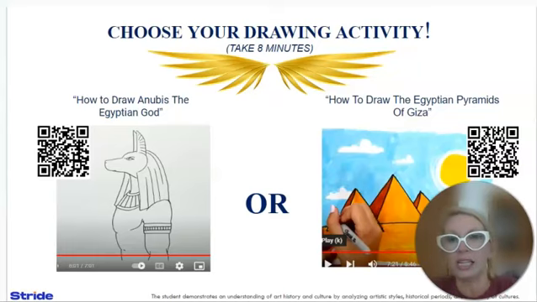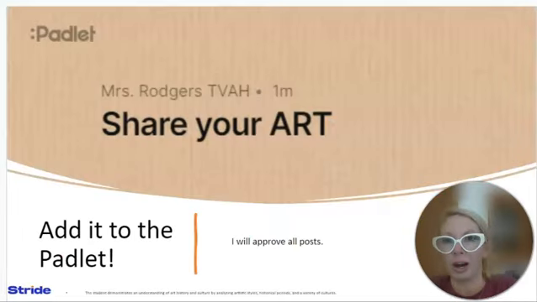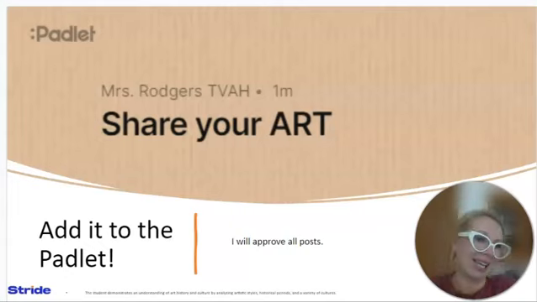Now, even though we teach asynchronously, we still want to give you the opportunity to do some artwork. So we have got 2 YouTube videos for you to choose from. You can choose to draw Anubis, the Egyptian god. It'll take you step by step and teach you how to do that. Or you can learn how to draw the Egyptian pyramids of Giza. So just scan the QR code and I will also supply the links for you. And after you're finished, of course, we want you to share your art on the Padlet. So grab that link and it will take you to the Padlet so that you can upload your artwork.